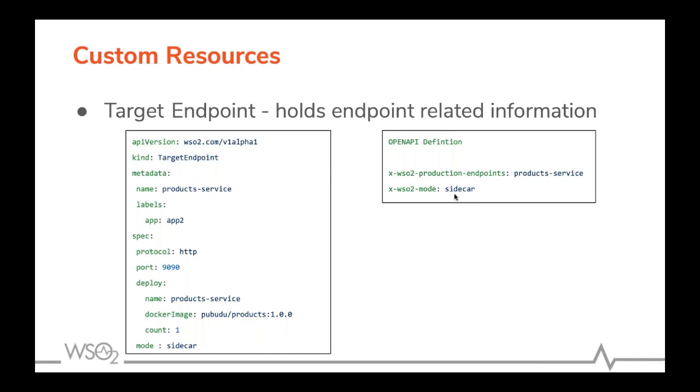So what really happens is when you deploy this API, it will contain one pod with two containers. One container has the API micro gateway and the other container has the microservice. So like that, you can deploy in private jet mode or sidecar. So that's how the target endpoint can be used for open API definitions.